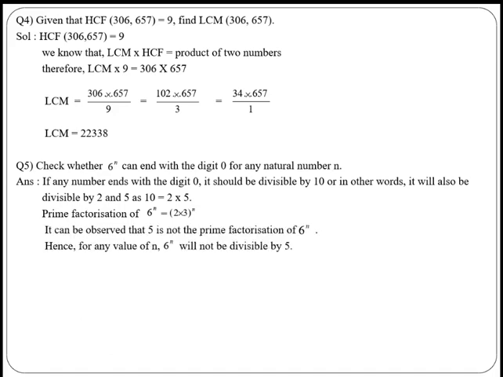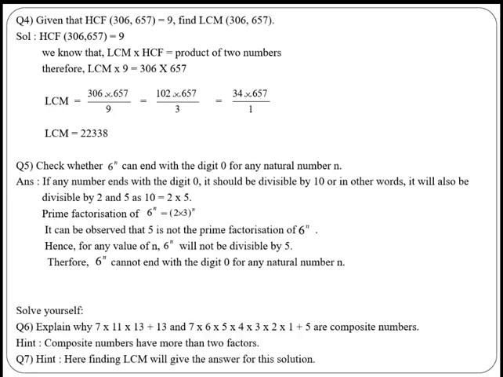So it can be observed that 5 is not in the prime factorization of 6 to the power n, and if 5 is not a prime factor of 6 to the power n, it cannot be divisible by 5, and when it cannot be divisible by 5, it cannot be divisible by 10. So that means for any value of n, 6 to the power n will not be divisible by 5. Therefore, 6 to the power n cannot end up with the digit 0 for any natural number n. Now solve for yourself question number 6 and question number 7.